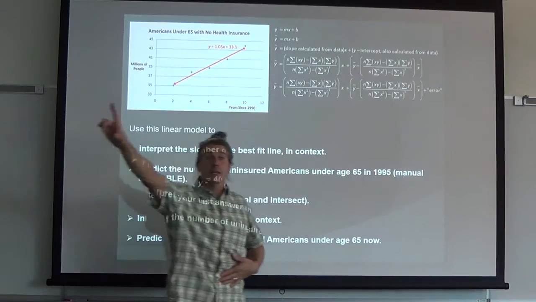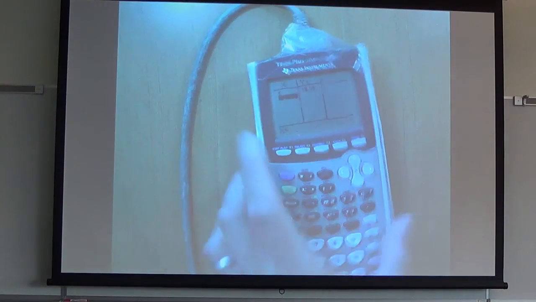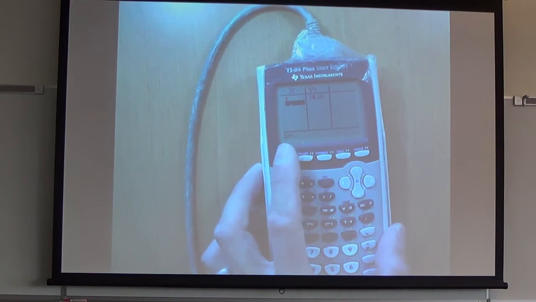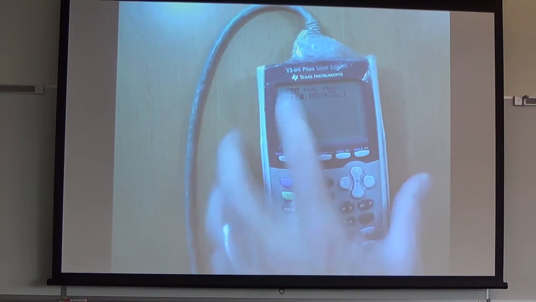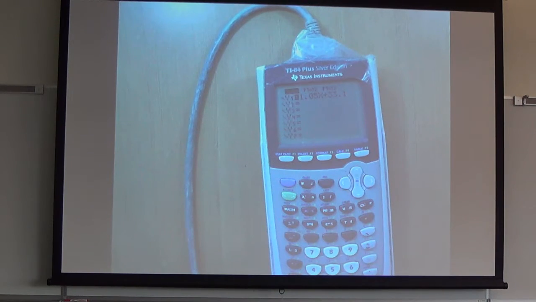I do recommend, in order to learn how to do this, go back to your TIs, and to make life a little bit easier, I would turn your scatter plot off. The easiest way to do that is to press the Y equals button, and you see how Plot 1 is highlighted? Just put your blinker on top of it and press enter, and that turns it off. Now when you press the graph button, you simply get the line without the scatter plot.